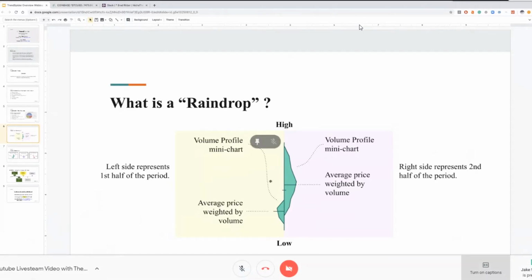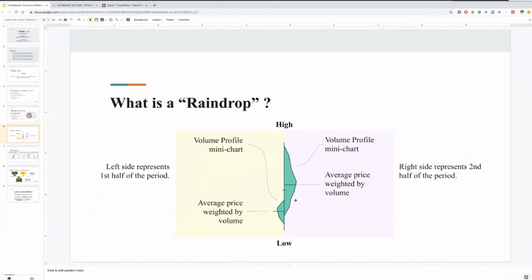Instead of a typical bar chart having an open and a close, you can see part of this raindrop right here is like a bar chart, right? You've got your first bar over here, second bar over here, and then you've got your range for the day. Instead of this being an open and this bar being a close, this is the volume weighted average price for the first half of the period you're looking at, whether that's the day or the 2-hour candle, whatever you're looking at. And then this side is the second half of the period, and this is the volume weighted average price for that.